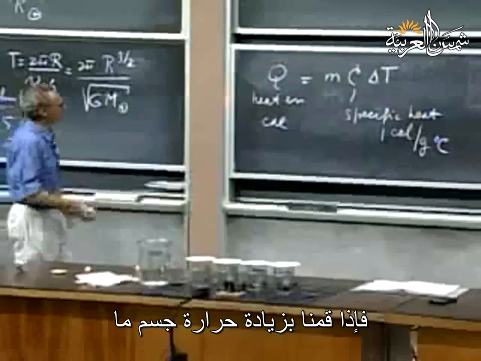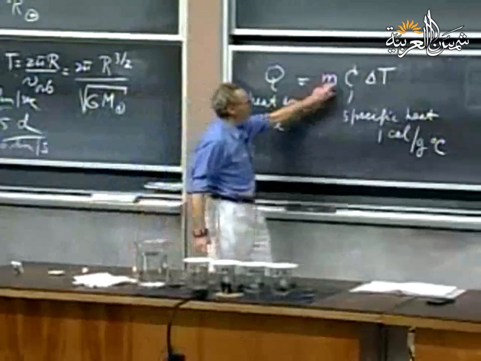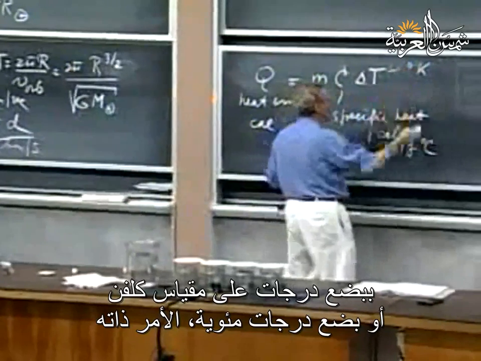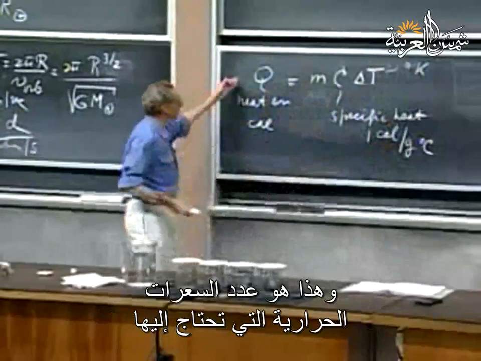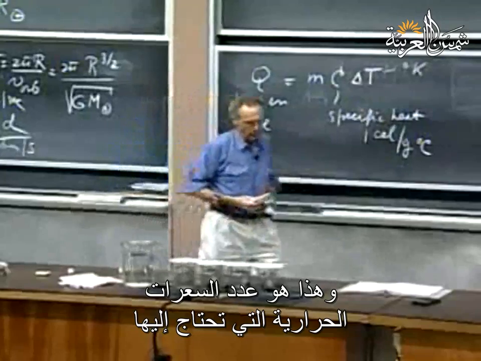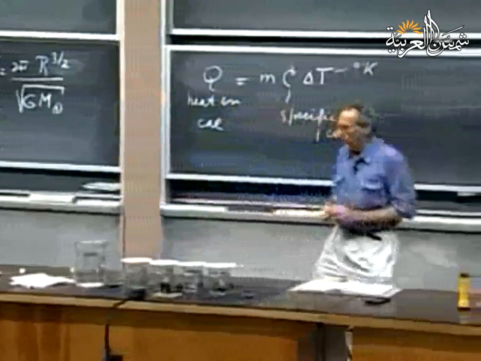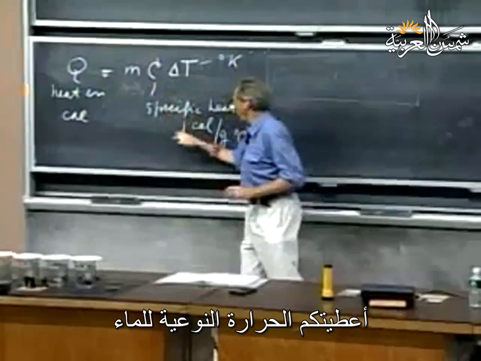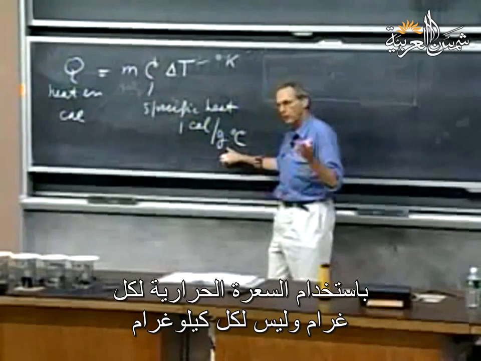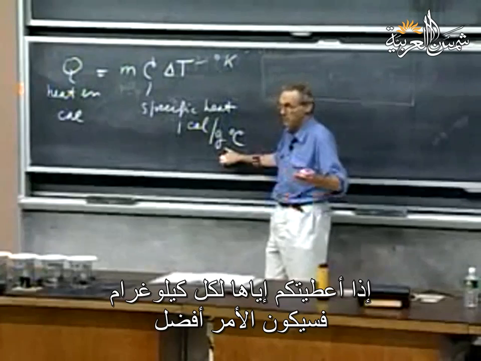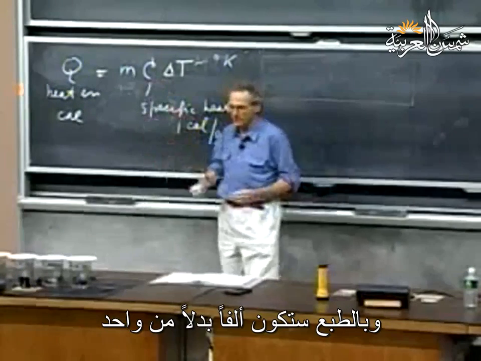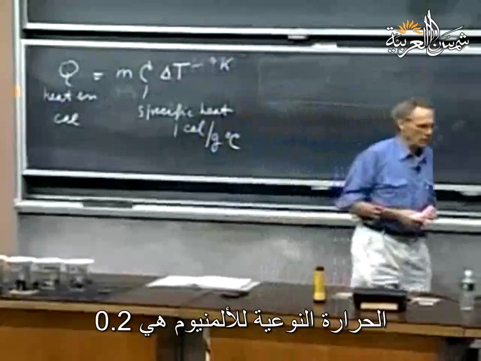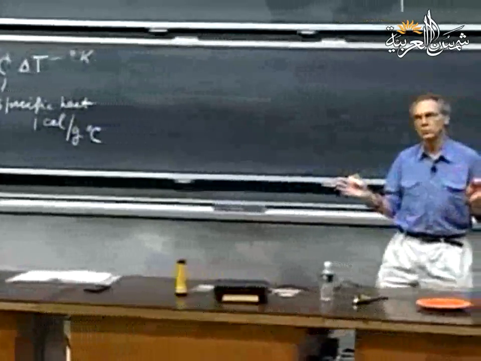So we increase the temperature of an object. The object has a mass m. We increase the temperature by this much, so many degrees Kelvin or degrees centigrade, that's the same. And then this is the number of calories that you have to put in there. I gave you the specific heat for water in calories per gram, not per kilogram. If I gave it per kilogram, which may be nicer for this course, then of course it would be 1,000 instead of 1. Aluminum has a specific heat of 0.2.